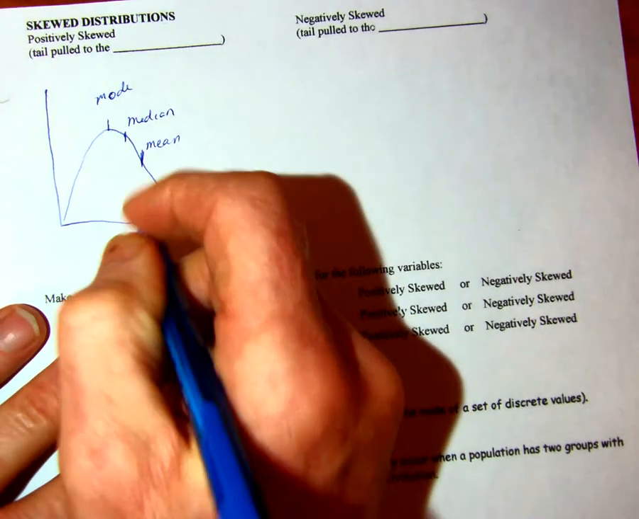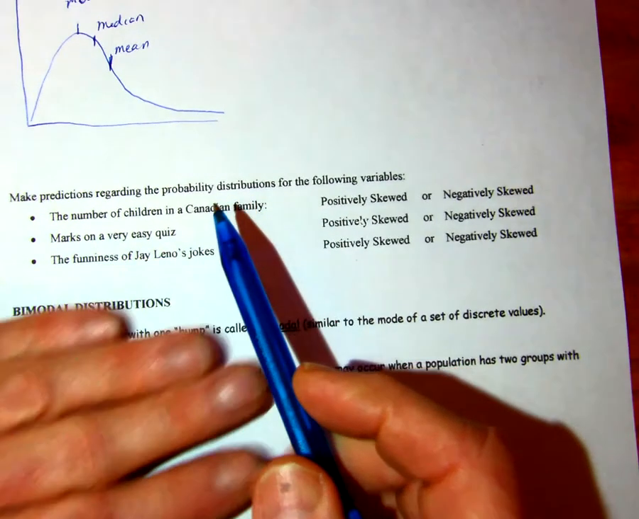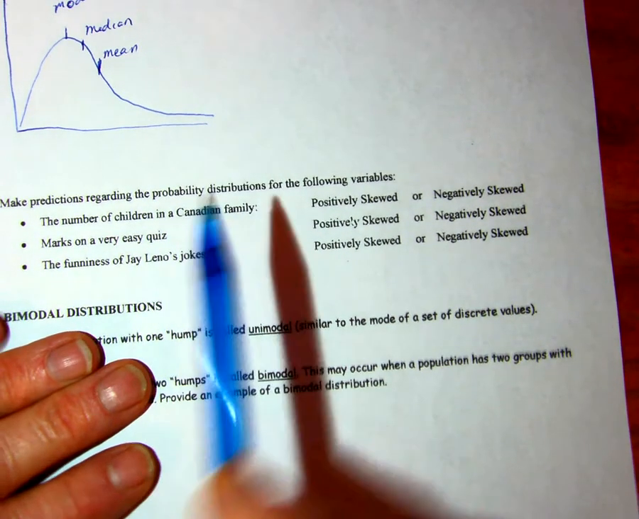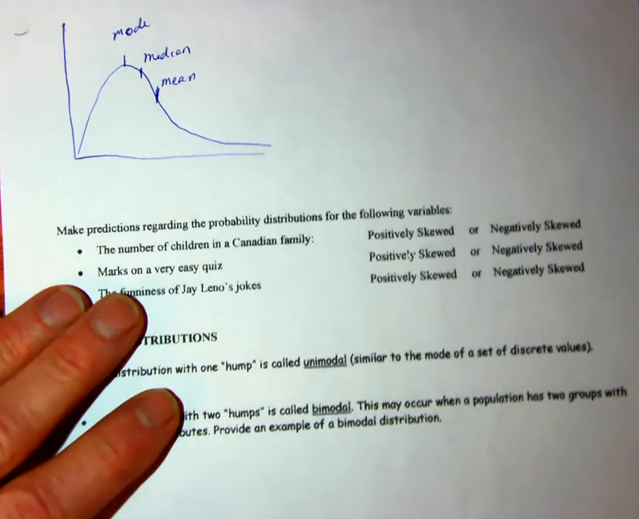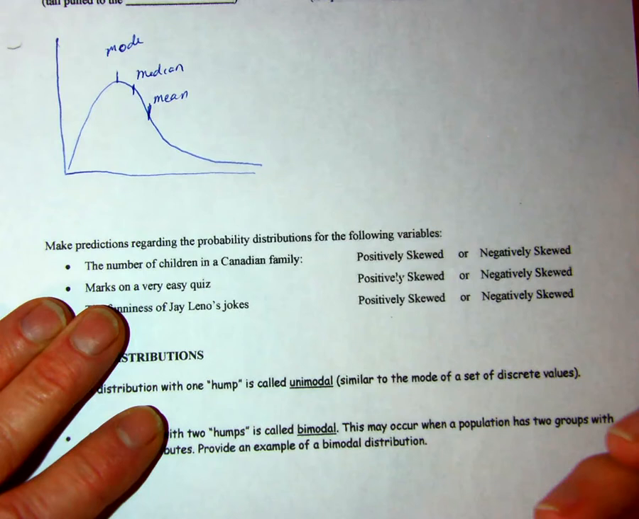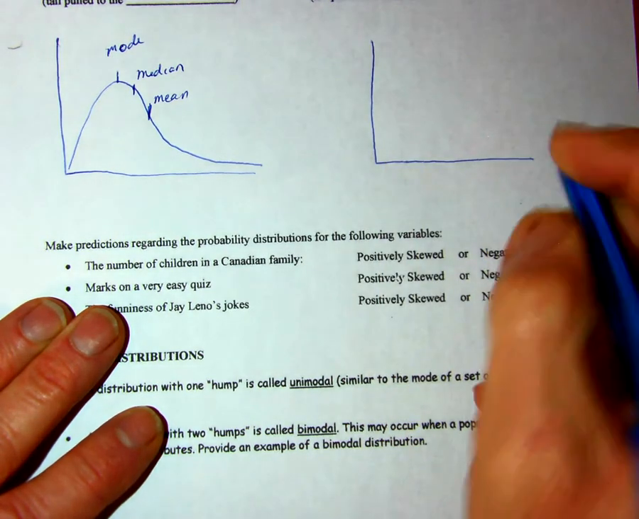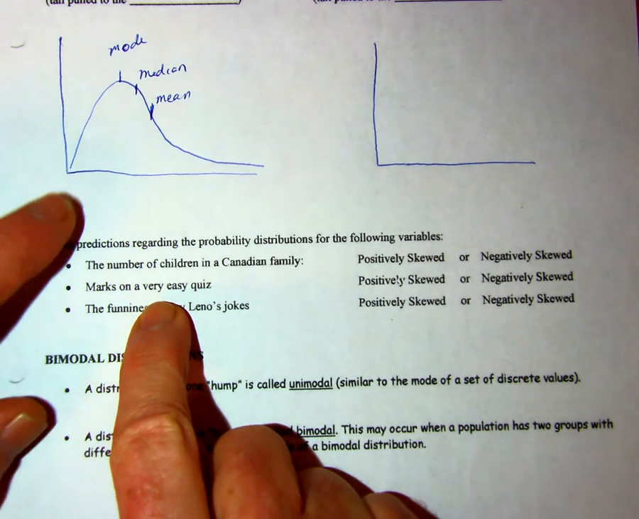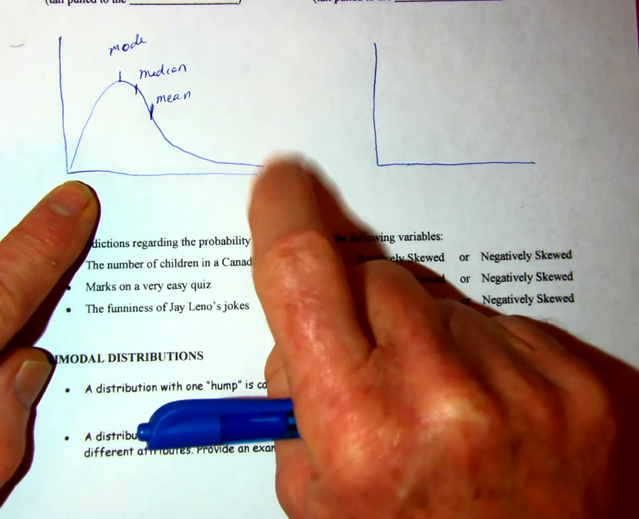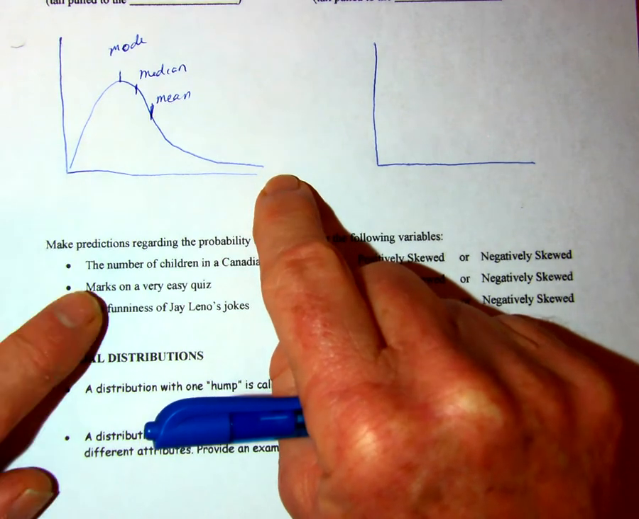So an example would be, which one do you think? Skip the last one here. Out of these two, the number of children in a Canadian family, or marks on a very easy quiz, which one would be like this? So marks on an easy quiz. That's positively skewed. So marks on an easy quiz, you would have low marks here and high marks here. But if it's easy, where would most of the marks be? On the high side or the low side? On the high side. So if it's an easy quiz.